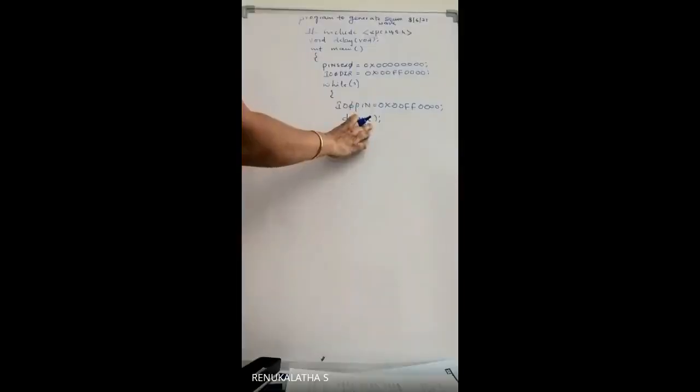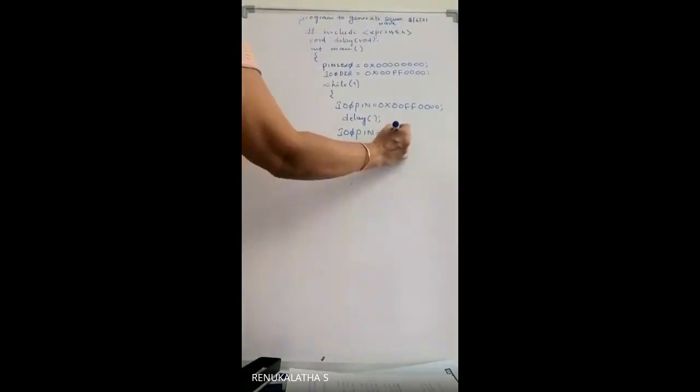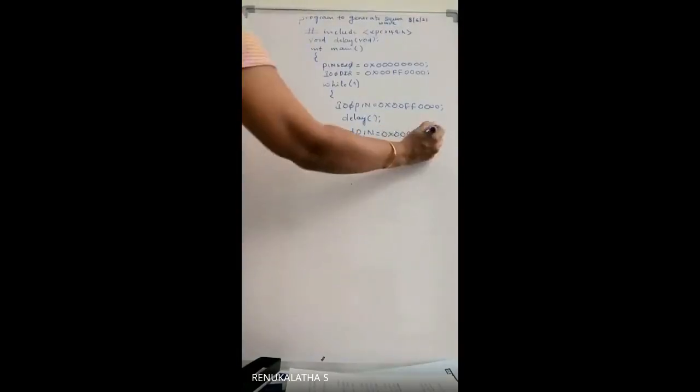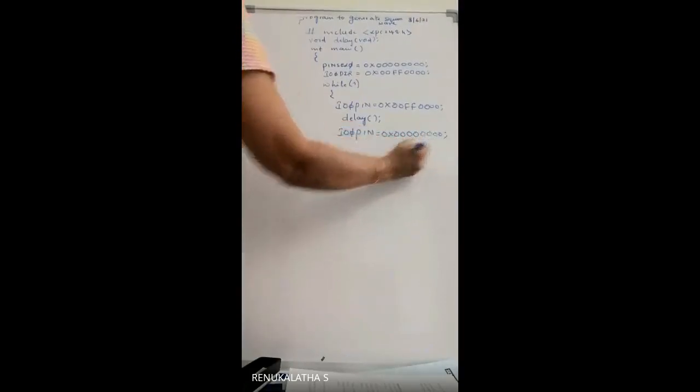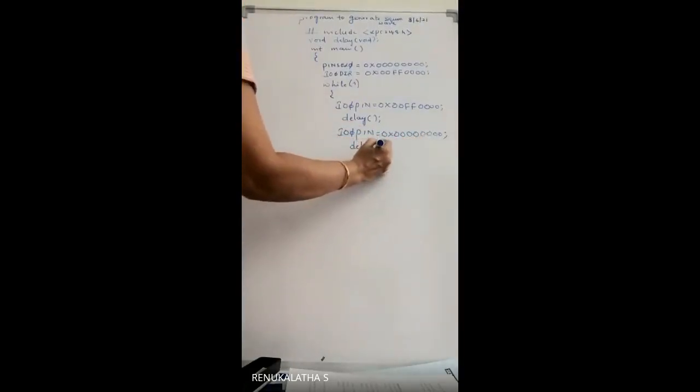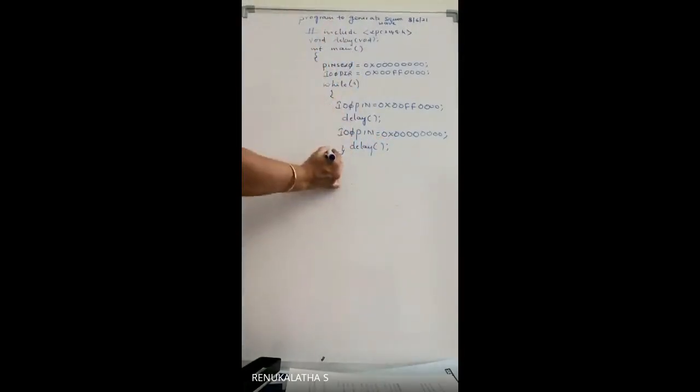Here the delay function is a declaration. You are not defining it here. See, this delay function is a declaration, declaring that. Later you will be writing, defining this delay function. Okay, right? And then delay. Then after this delay, pass zeros. All zeros. Then call delay. And then close this loop.